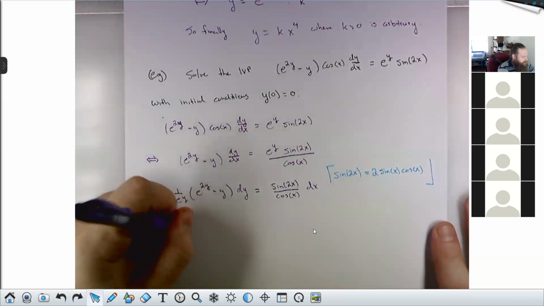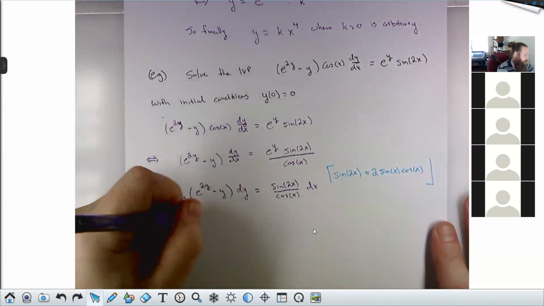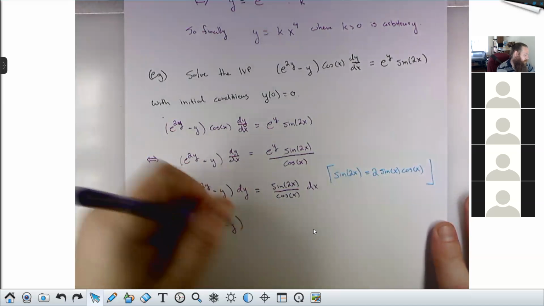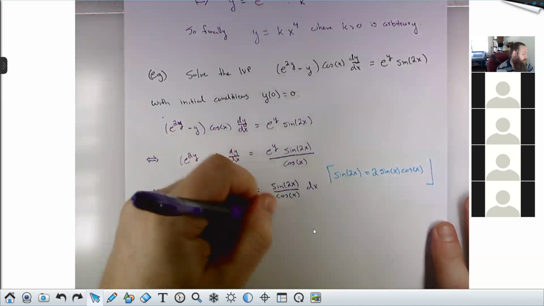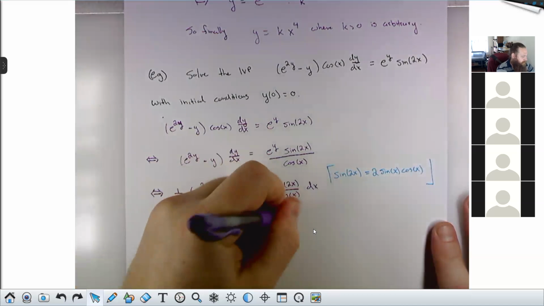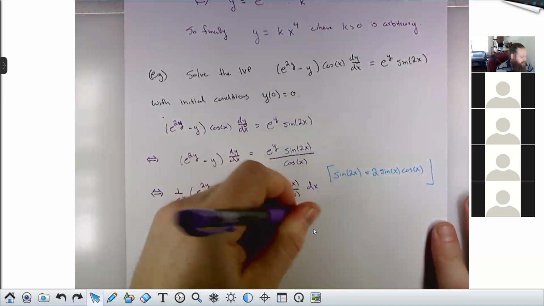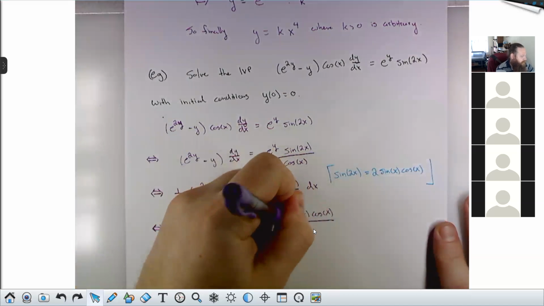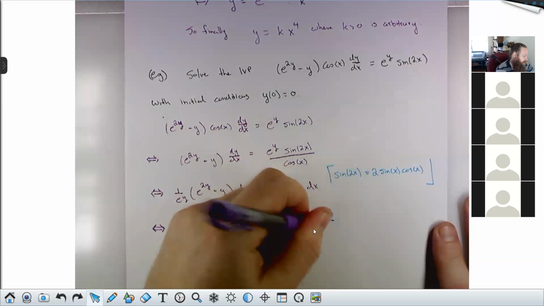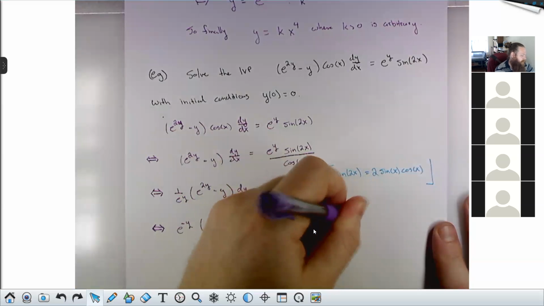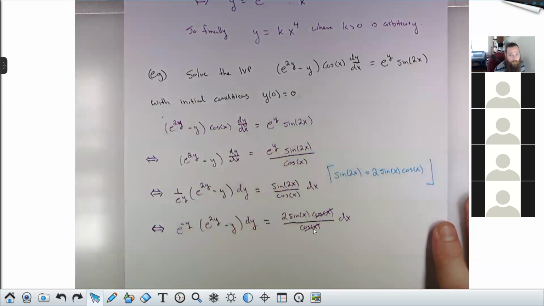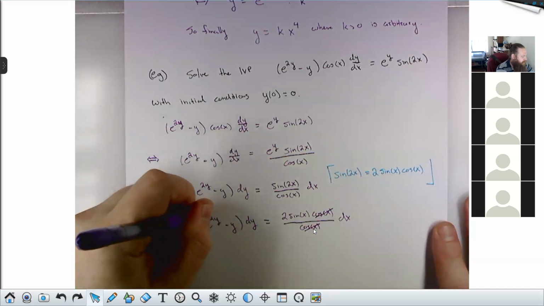What if I write this as e to the negative y times e to the 2y minus y dy. And then over here, I'd have 2 sine x cos x over cos x dx. You can cancel the cosines. And over here, I'm going to distribute the e to the negative y.